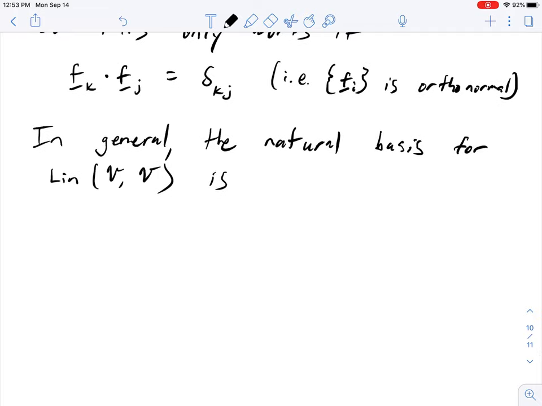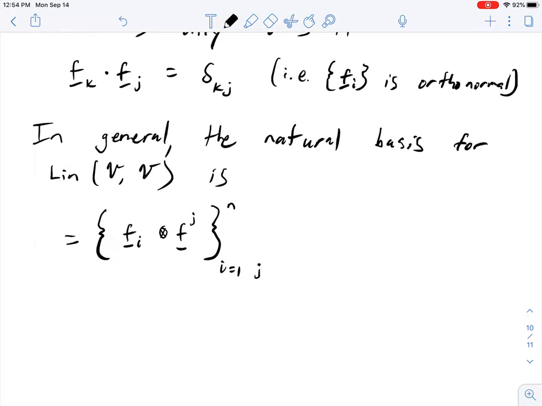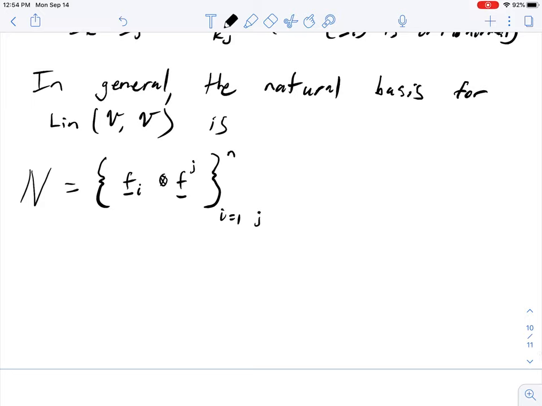So the one that we're looking for is going to be the set F subscript i, so the regular basis one, tensor the jth component of the reciprocal basis, with i going from 1 to n, j going from 1 to n. Call this, A. We should call it N for being natural, huh? That seems pretty cool. You don't want to see my cursive. There you go. All right, so here's the reciprocal basis.